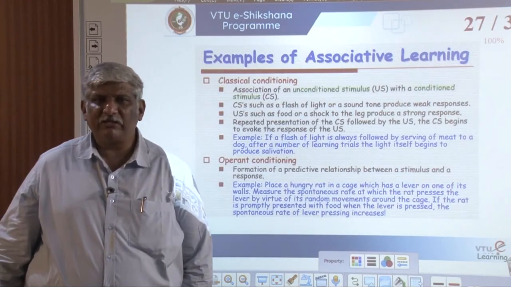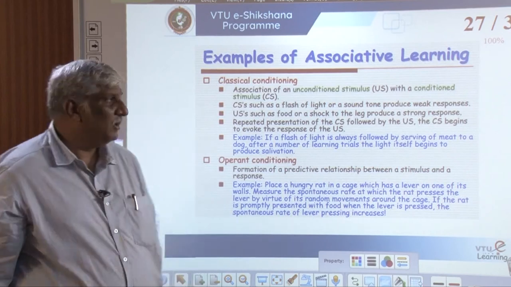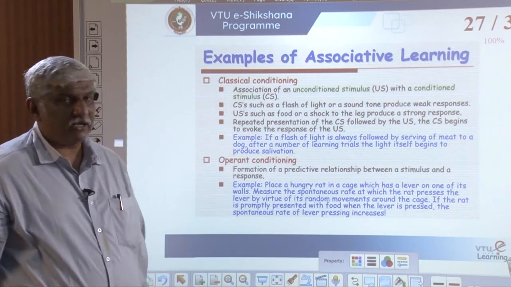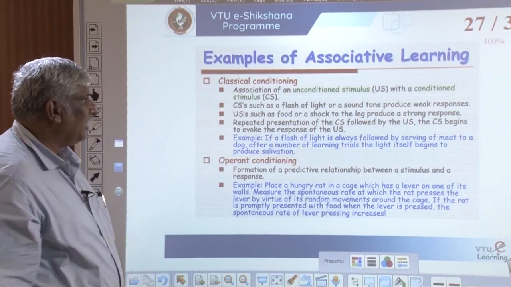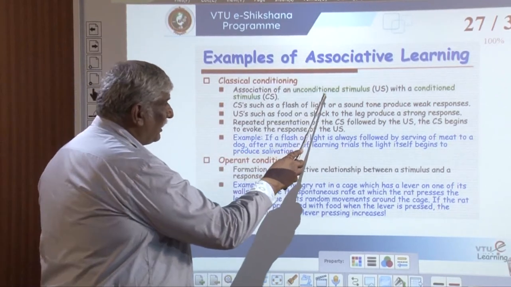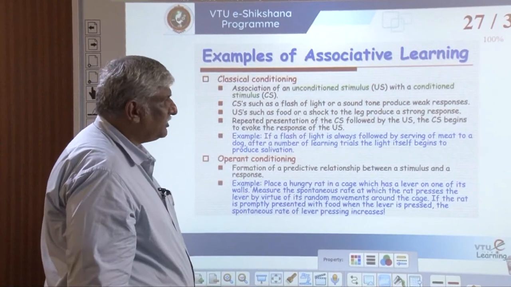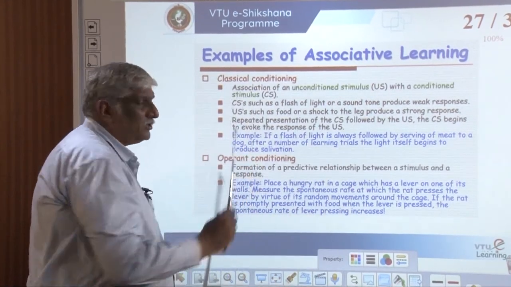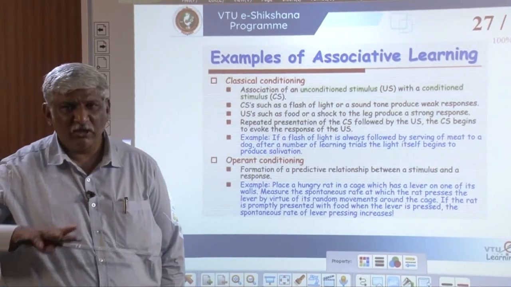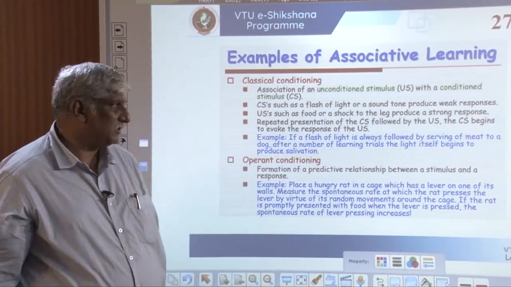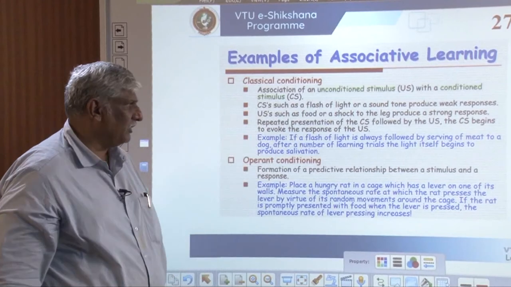Now we will see the examples of the associative learning. First we will see classical conditioning. Again, there are going to be two variations. One is called classical conditioning. Here, the association of an unconditioned stimulus with the conditioned stimulus. So again, there are going to be two things. One is the unconditioned stimulus. The second one is the conditioned stimulus. US, and this is called CS, we can call them.